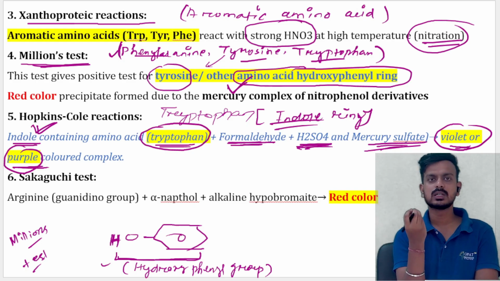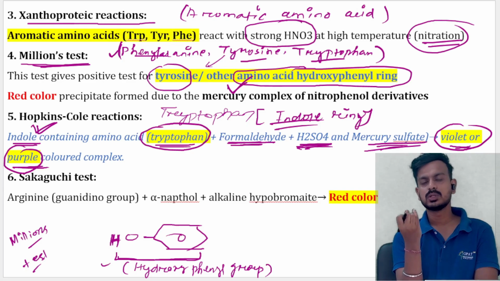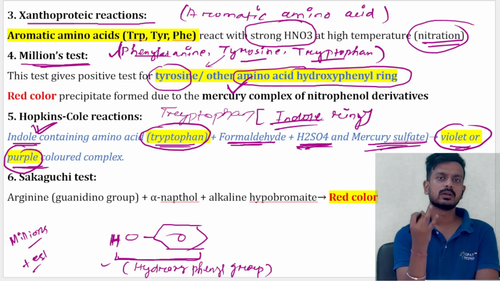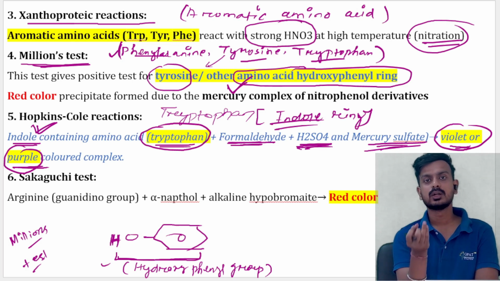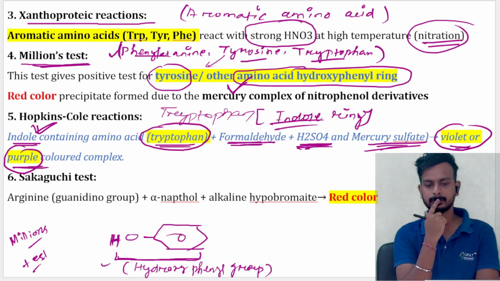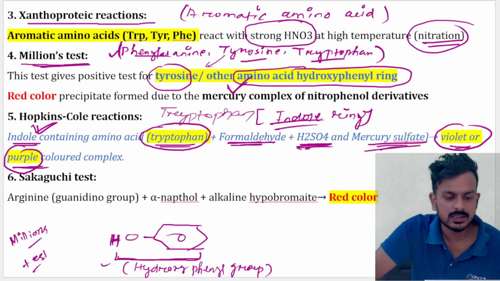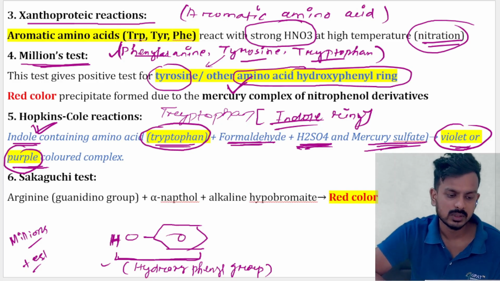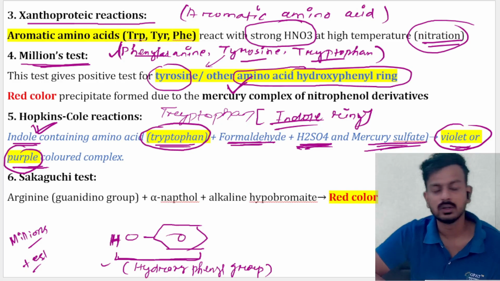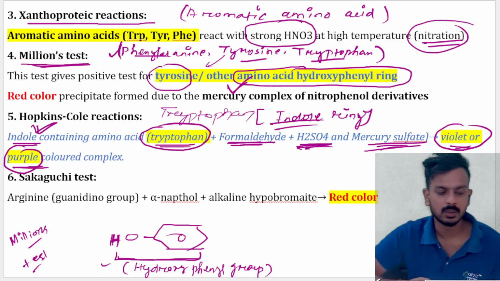So first thing is we discussed the biuret test. In the biuret test, we check the detection of peptide linkage. Next we talked about the ninhydrin test, which is for the detection of alpha amino acid. Third, we see the xanthoproteic test for the aromatic amino acid. Next, we see the Millon's test. That Millon's test is for the detection of the phenolic hydroxyl group. Next, we'll check the Hopkins-Cole reaction. This is for the amino acid having the indole ring. That is for tryptophan.